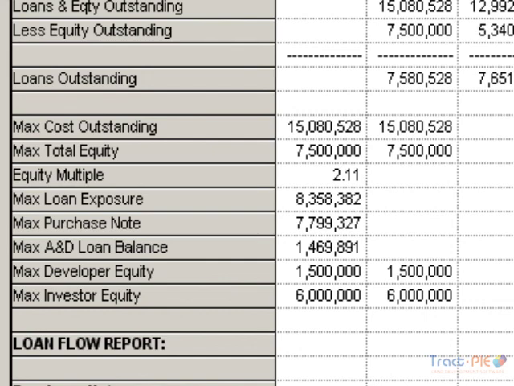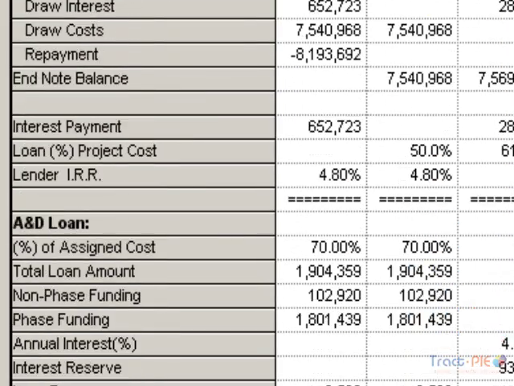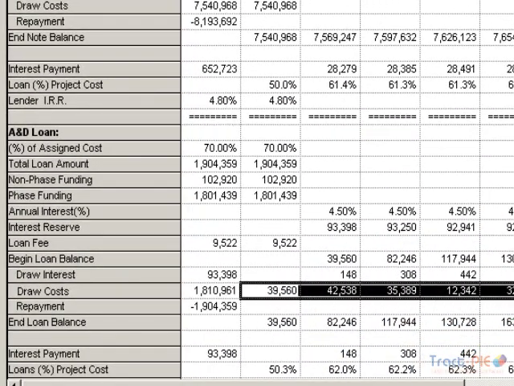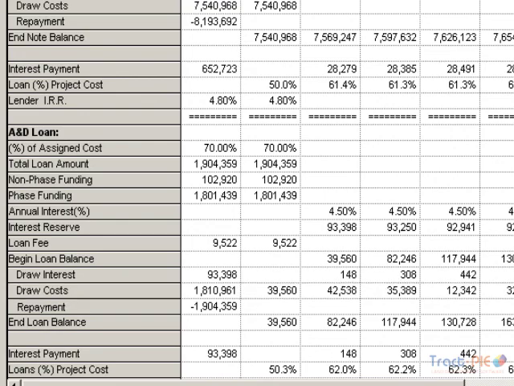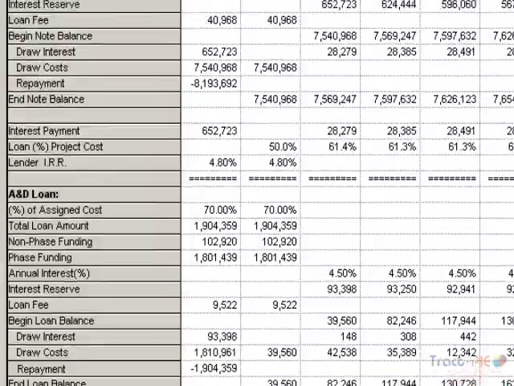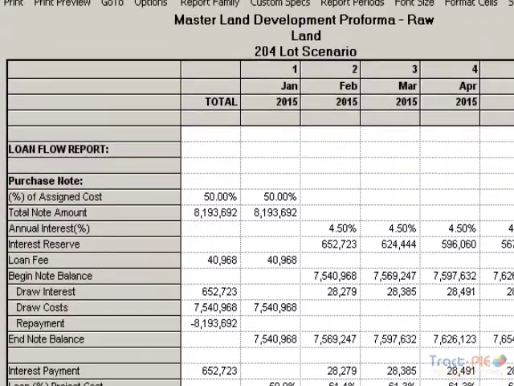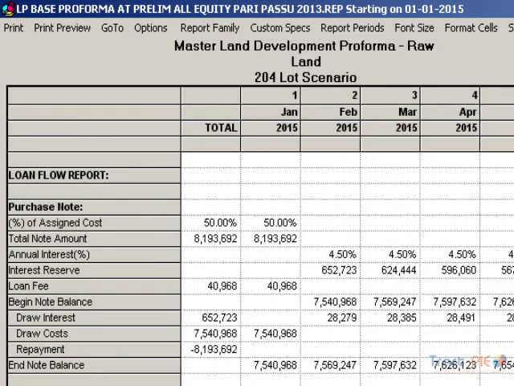Below these sections are the loan flow schedules I talked about earlier, where you can see the drawdowns and the repayment of these loans. Again, we had the development loan repaid on an accelerated basis. With Land-PIE, you always have an accurate projection of the interest reserve and your loan balances.